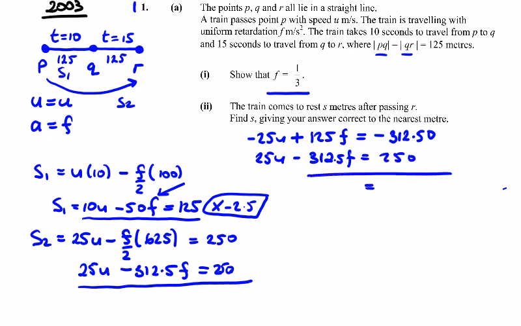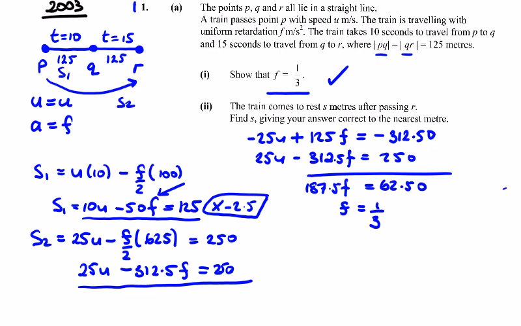So we're going to get 62.5. They're both negative, so we'll make them both positive, and we are going to get 187.5F equals 62.5. So you can see here F is going to be equal to 62.5 over 187.5. So F is 1 over 3, which is what they wanted.